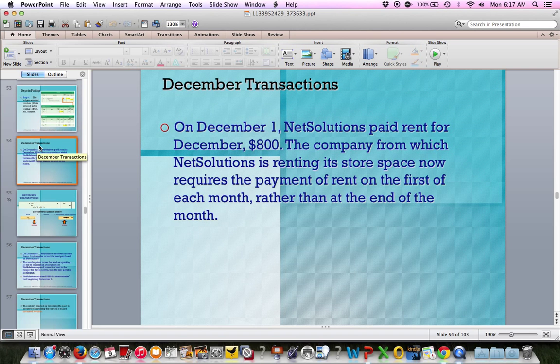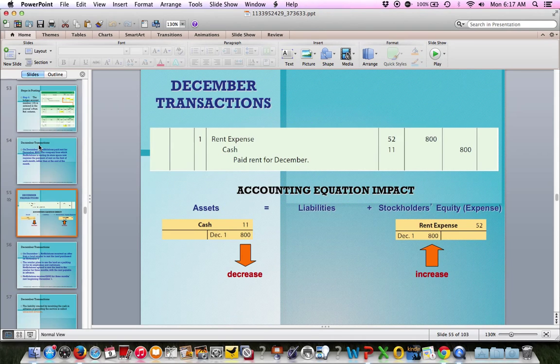Okay, and so we can do the same thing then for December transactions for Net Solutions. They're going to pay their rent for the month of December. And so you can see we're going to debit rent expense, credit cash. You can see how that works.